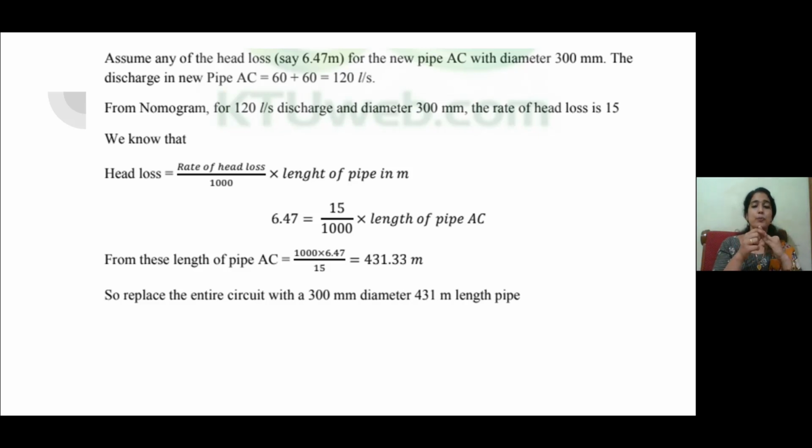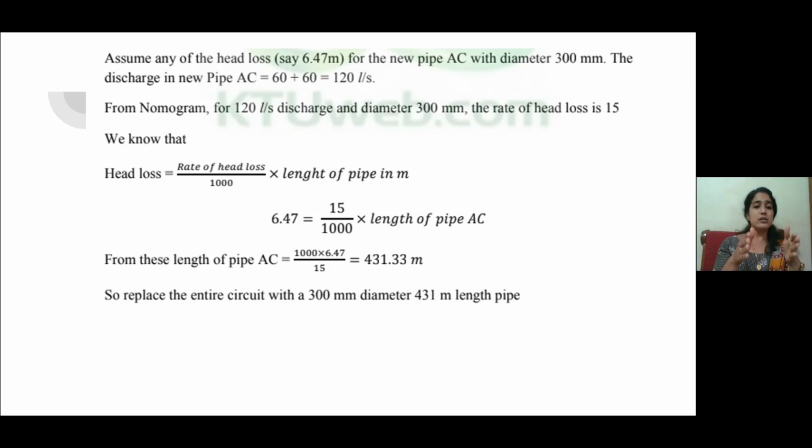Then connect these 2 points and extend this line. It will meet the rate of head loss scale at a point, that is at 15, and you get the rate of head loss as 15. Then from the second principle, that is the equation for head loss, head loss is equal to rate of head loss divided by 1000 into length of pipe in meter.